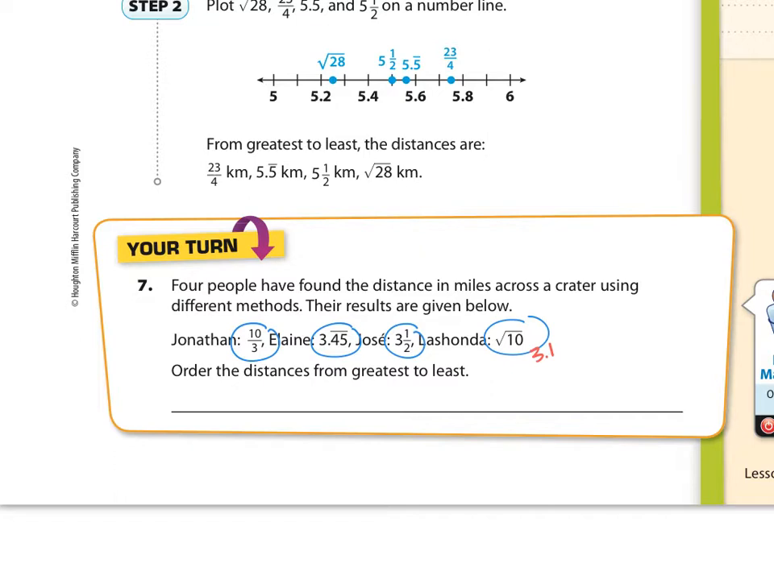So the order from greatest to least is going to be 3.5. So that's about 3.5. Then we have 3.45 repeating. Then we have 10/3. Okay, 10/3 is about 3.3 repeating. And then lastly is the square root of 10, which I estimated to about 3.1. It's about 3.1 or 3.2, right? 10 is in between the perfect squares 9 and 16, and it's really close to 9. So it's like 3.1. Okay?